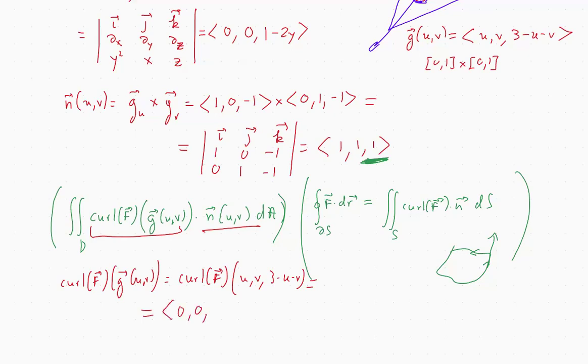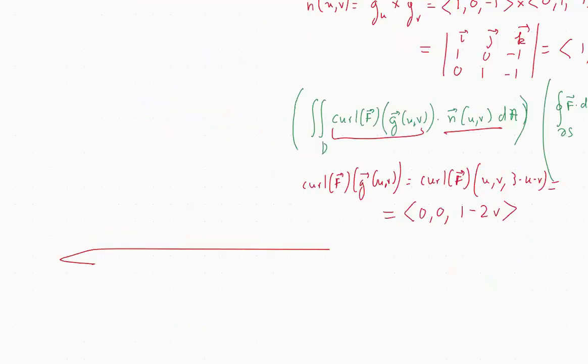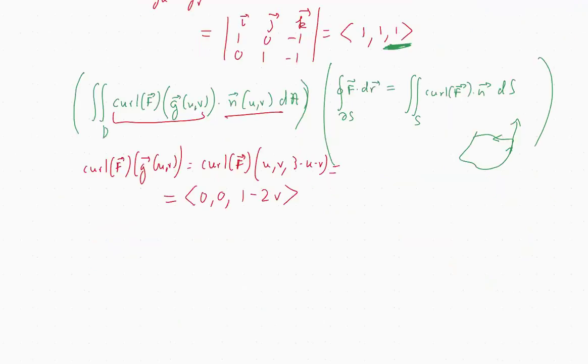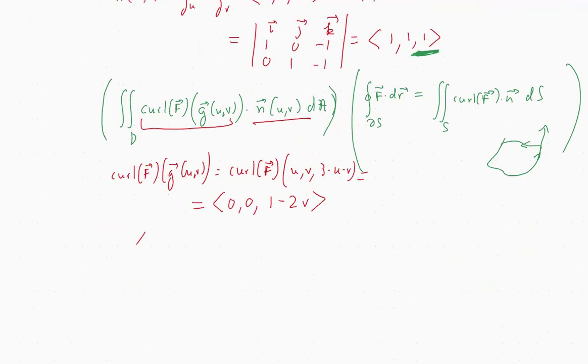So finally, we need to take the dot product of 0, 0, 1 minus 2v with a normal vector, meaning 1, 1, 1. This gives us simply 1 minus 2v. And finally, we need to take the integral over the domain of the parameterization, which is 0, 1 cross 0, 1. Of what? Of 1 minus 2v du and then dv. This will end up being 0, as we will see.